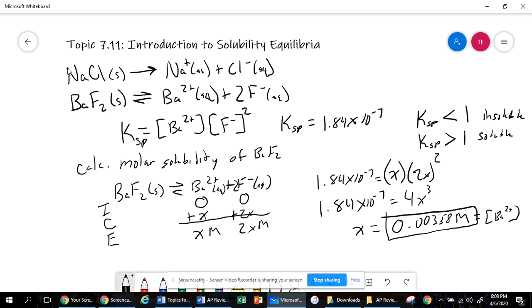Now, just a quick question. What if I already had some fluoride ions in the solution? What would that do to the molar solubility? Well, if I already had some fluoride ions in the solution, this wouldn't be 0, and that means less barium fluoride would be able to dissolve. This is called the common ion effect. Anytime you have ions of the salt already present in the solution, that's going to decrease the molar solubility. So just keep that in mind as you go through this.